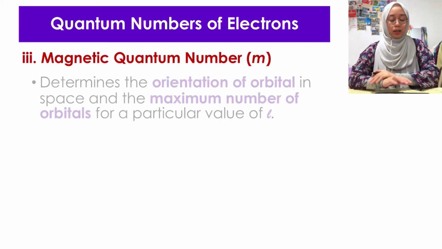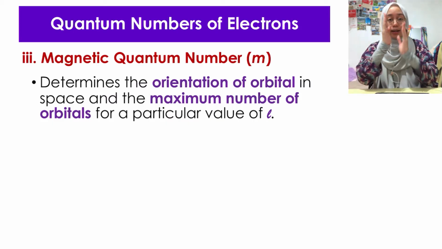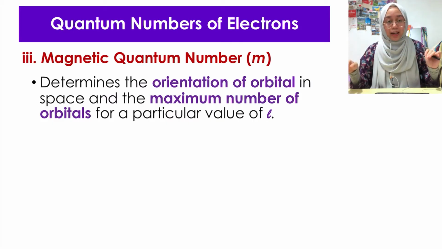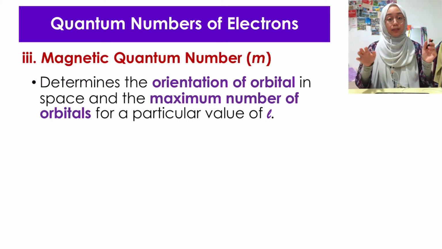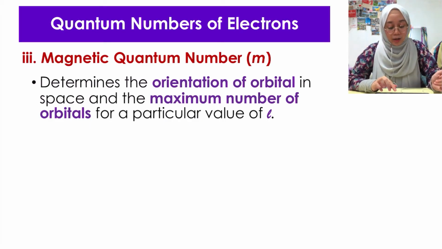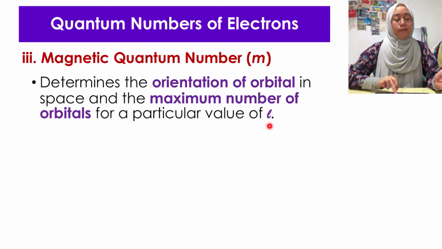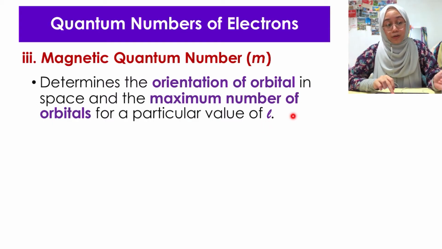Okay, so magnetic quantum number. So this one, it determines the orientation of orbital. Orientation ni, it boleh jadi, depends lah. Kalau 3D kan ada plane X, ada axis X, Y, Z kan. So depends lah orientation dia macam mana. Dia pergi ke arah X ke Y ke Z ke, depends. Okay, and then it also determines the maximum number of orbital. Okay, maximum number of orbital for a particular value of L. Okay, so for each particular value of L, it has a different number of orbitals.